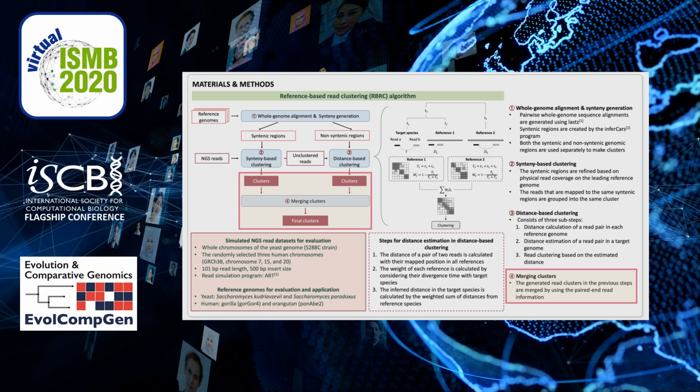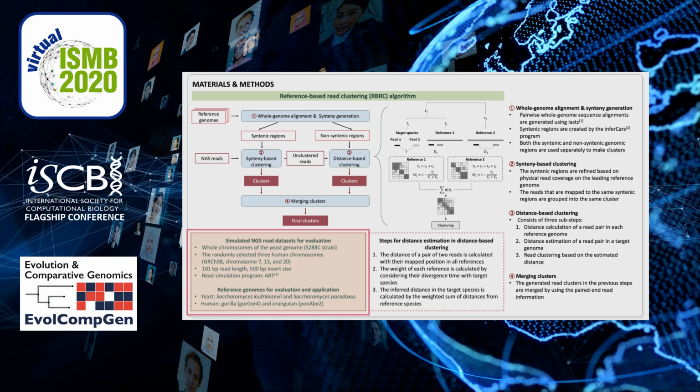In the last step, the read clusters generated in the previous 2 steps are merged by using the parent read information. Specifically, 2 clusters linked by at least a certain number of parent reads are merged. In the following evaluation, we used 5 as the value of the minimum number of links.